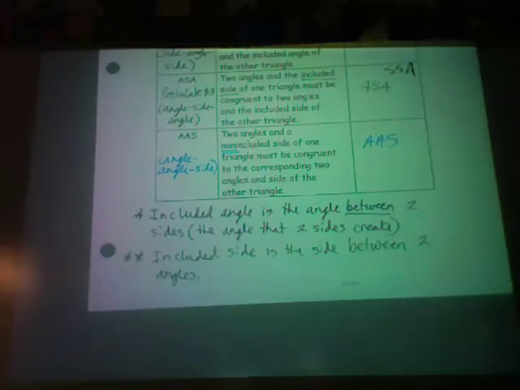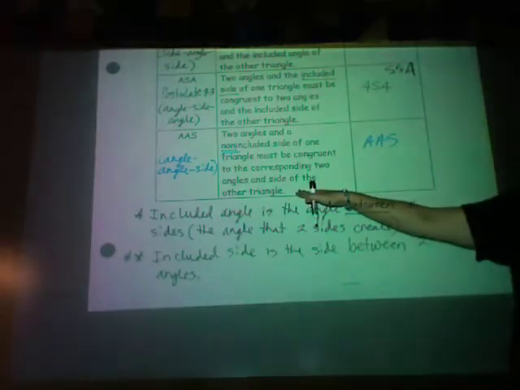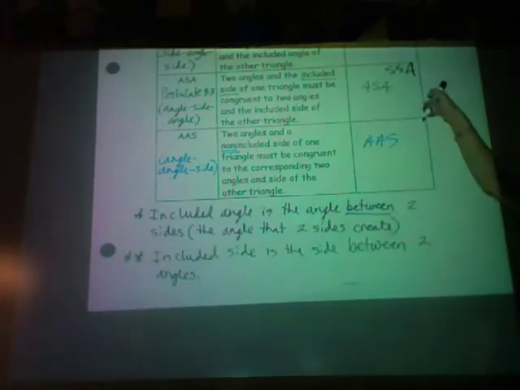SSA. We had one where we had SAS, where you had an included angle. Notice that with the side, we had an included side and a non-included side, but with the angle, we had only SAS. We had only an included angle.